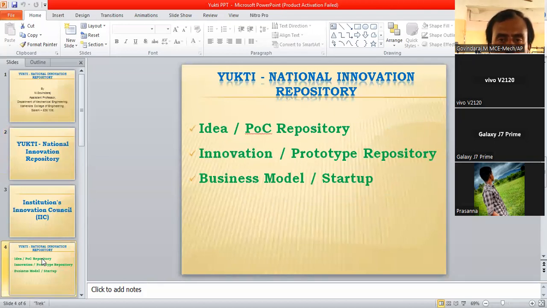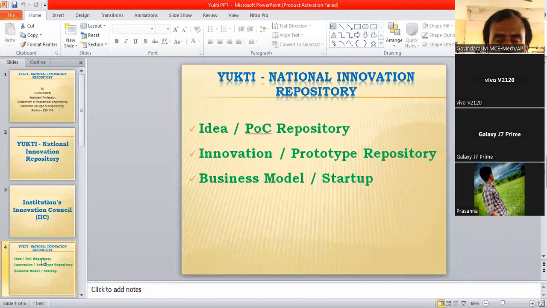What is the difference between an idea and a POC? POC stands for proof of concept. What does proof of concept mean? You might have some idea in your mind, and that idea is validated through some experimental analysis. That is proof of concept. Proof of concept is nothing but validating the idea.